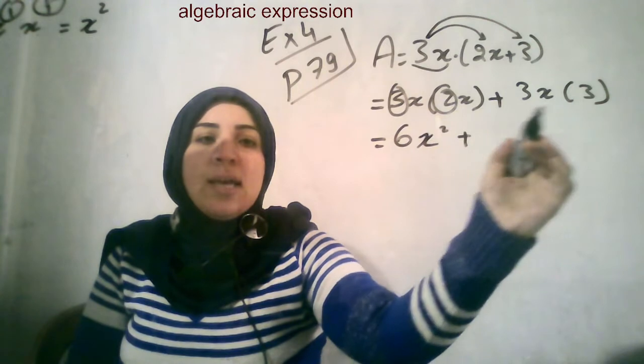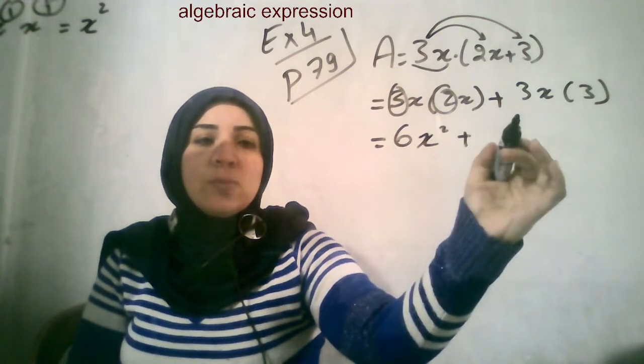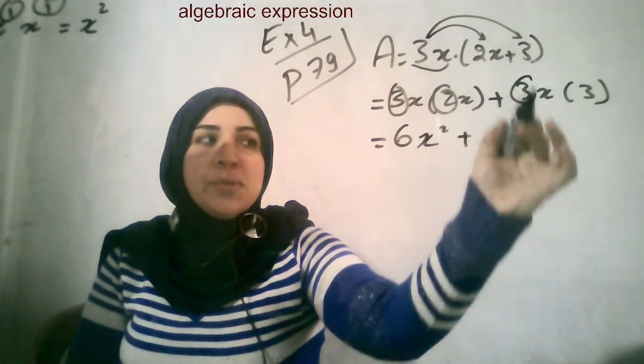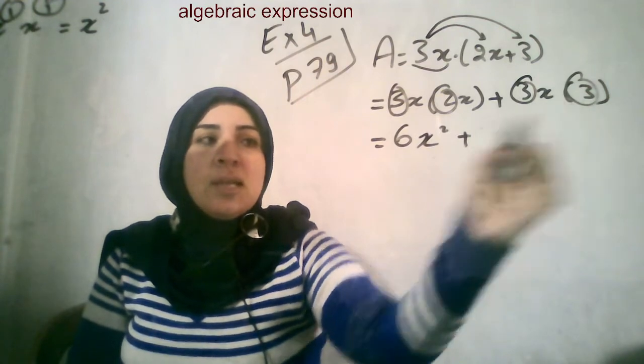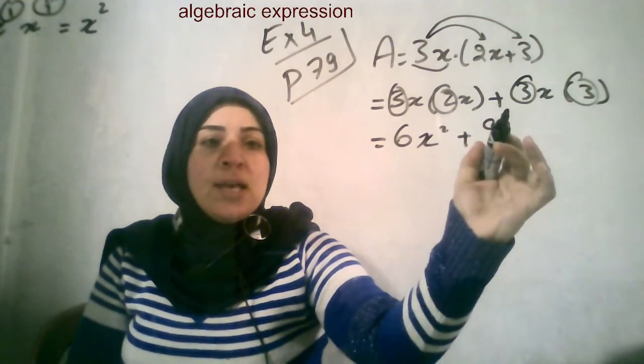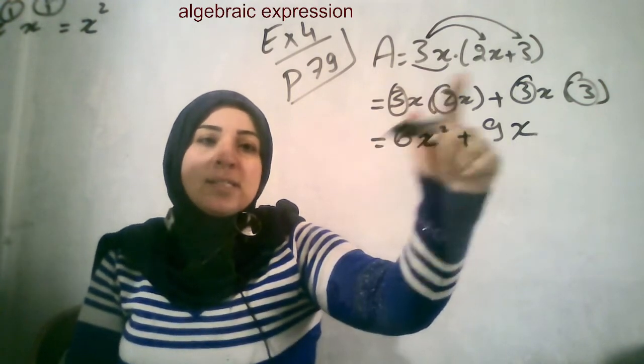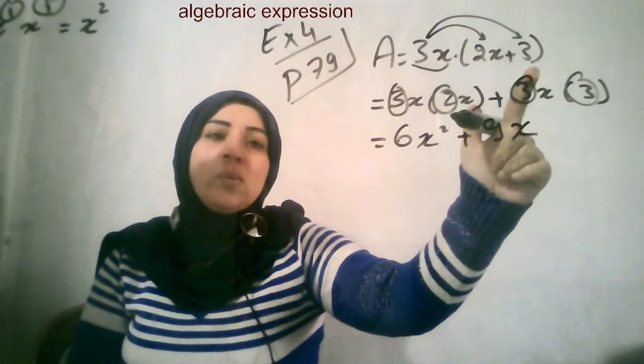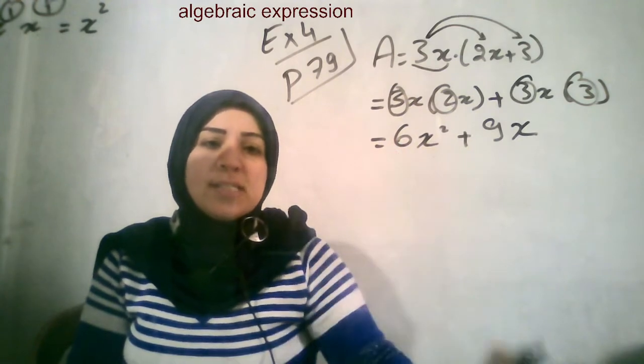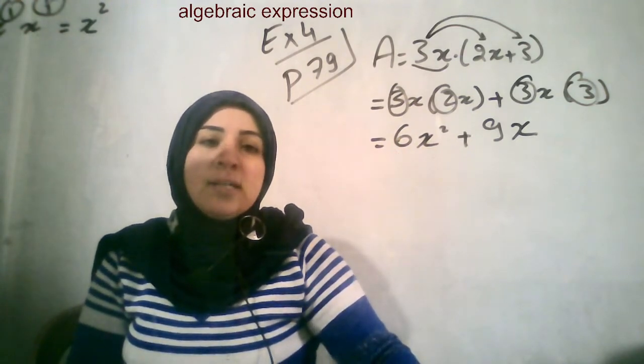Similarly, 3x times 3, I have to multiply the numbers by each other. 3 times 3 is 9, and then we have x. So 3x into 2x plus 3, when we develop it, the answer is 6x squared plus 9x.